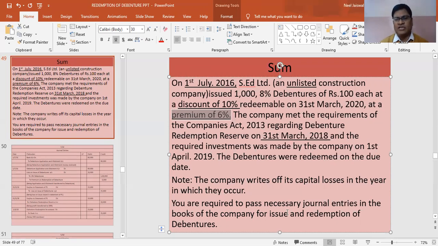You are required to pass journal entries in the books of the company for the issue and redemption. That means we have to pass the issue entry as well as the redemption entry. So what is the issue entry? 1000 debentures of 100 each, at a discount of 10%. That means 90 rupees per debenture, 90 into 1000, which gives us 90,000.